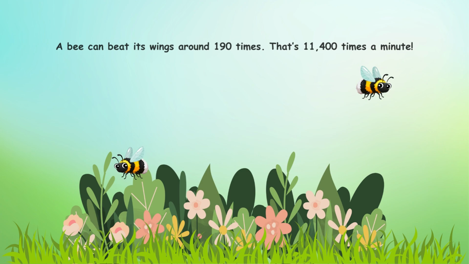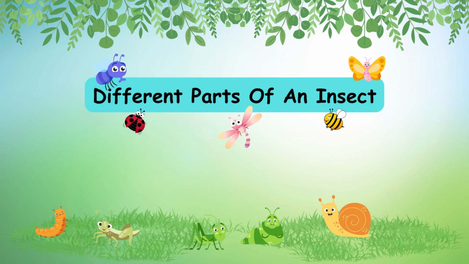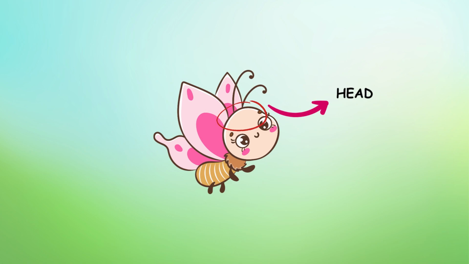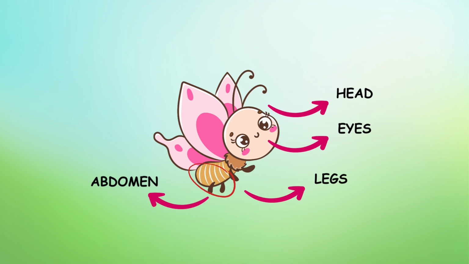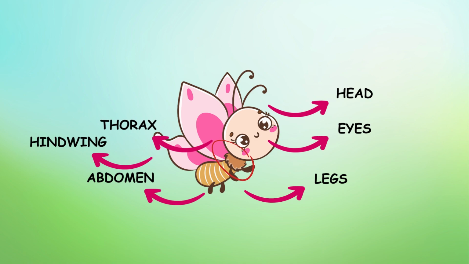Different parts of an insect. Butterfly. This is the head. This is eyes. This is legs. This is abdomen. This is hindwing. This is thorax. This is antenna.